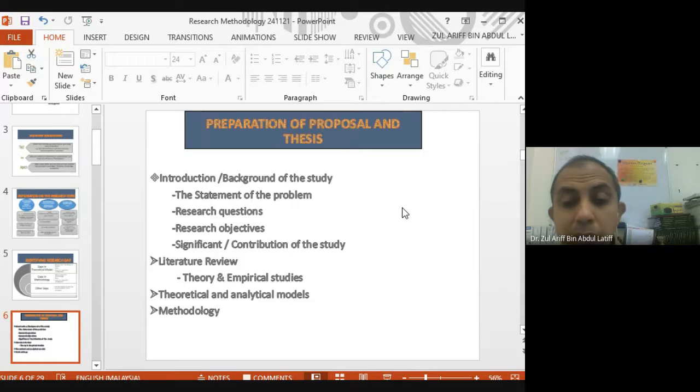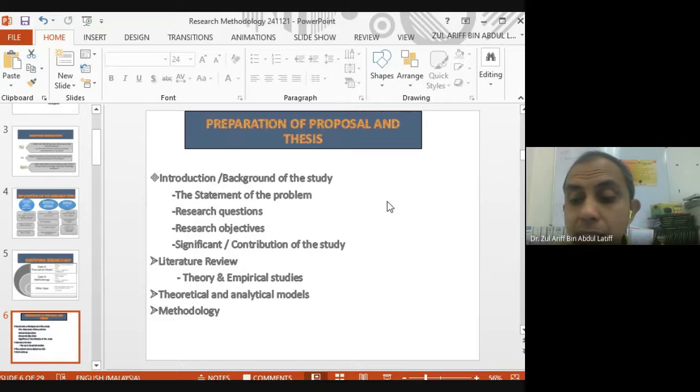And then what will be the contribution of the study? So we should put the contribution to the people of the surrounding nation and also globally. What impact can this study give to the government policies or what so? And then we'll have our literature review. This is where we put our theoretical framework.